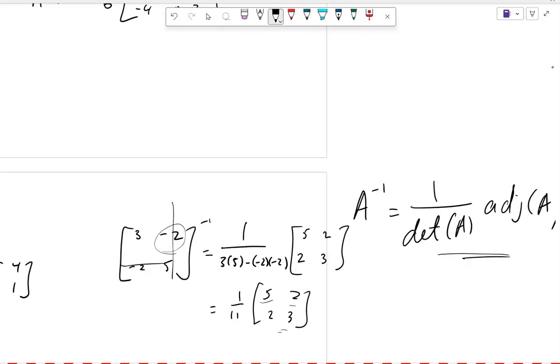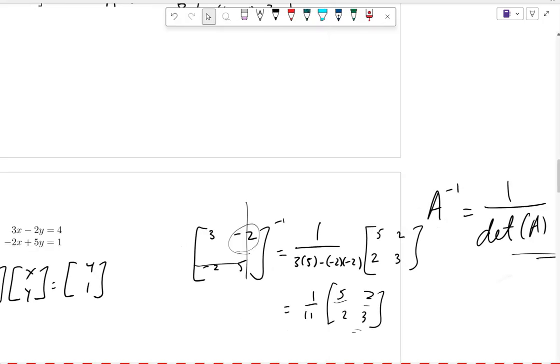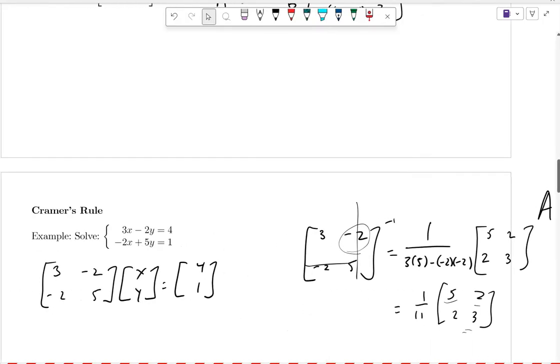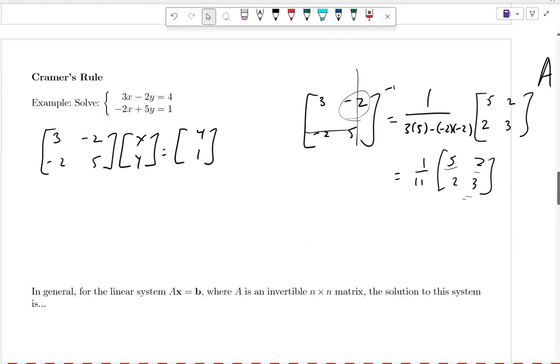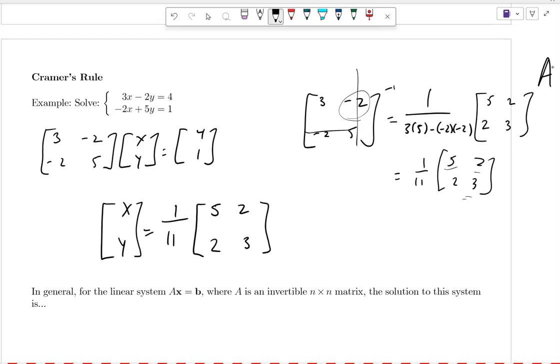Okay? So, looking at what we have over here, if I want to solve this system, I would multiply both sides by the inverse. So I have 1 over 11. And then I would multiply by the matrix 5, 2, 2, 3. And then times a 4, 1, right? We agree?